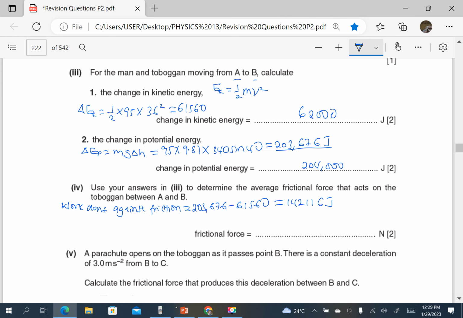And we want to find the frictional force. So the frictional force, because work done is equal to force times distance, is going to be the work done, which is 142,116, divided by the distance, which is 340.